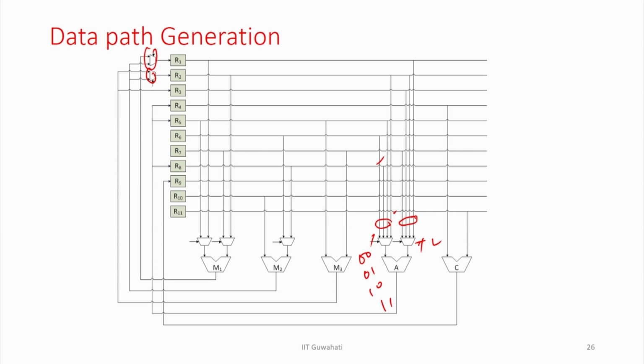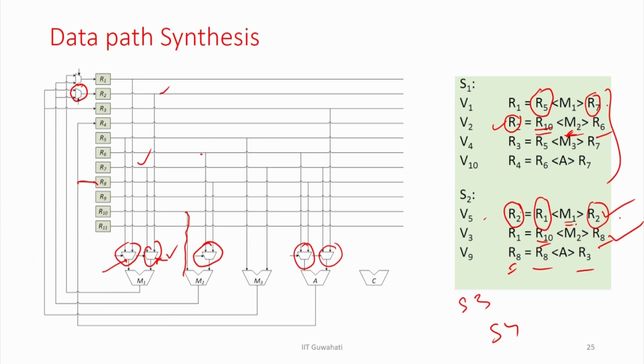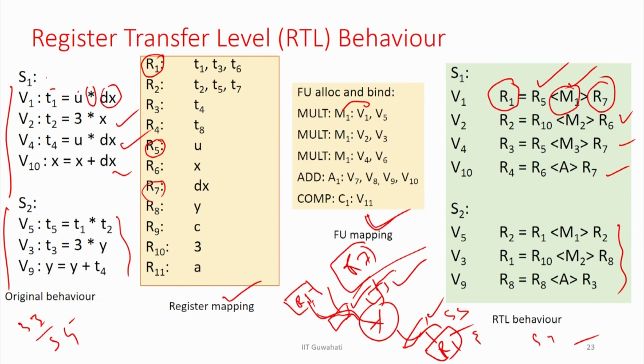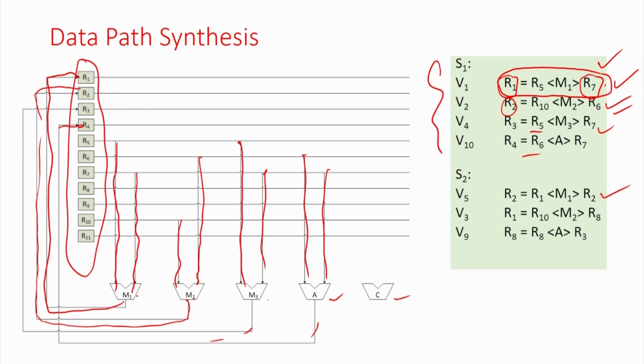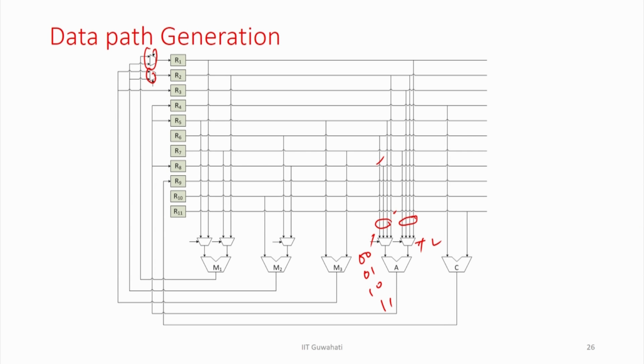So, this is the overall data path that is going to be generated from this information, from these register transfer operations, this is the data path that is required, right. So, this is the final data path that is generated out of this information. So, the data path is ready. I have 11 registers, 3 multipliers, 1 adder, 1 comparator. I have 1, 2, 3, 4, 5, 6, 7 multiplexers and the interconnections, right. So, this is the data path that is generated.